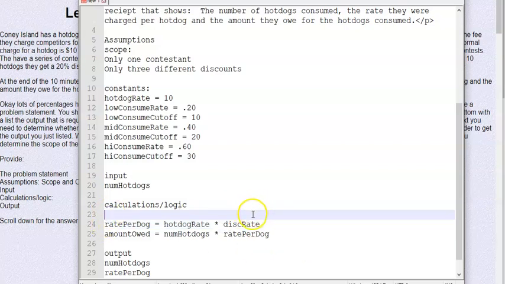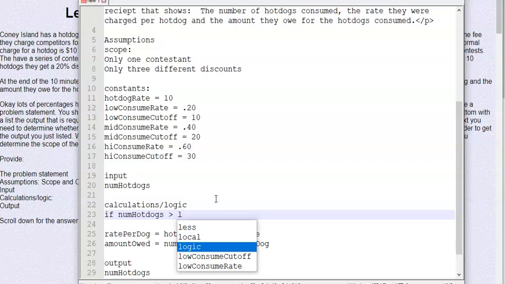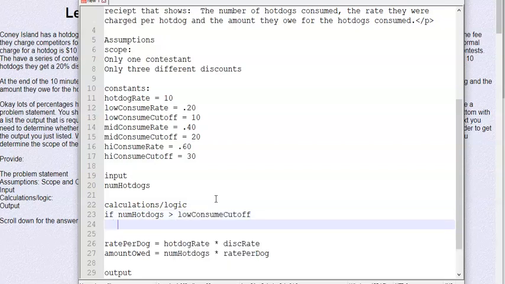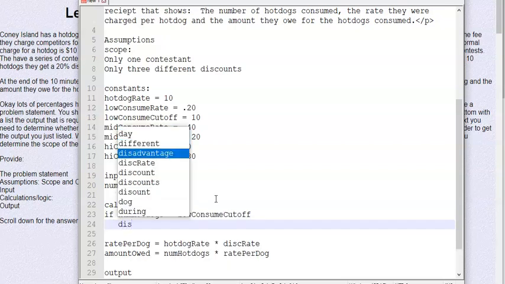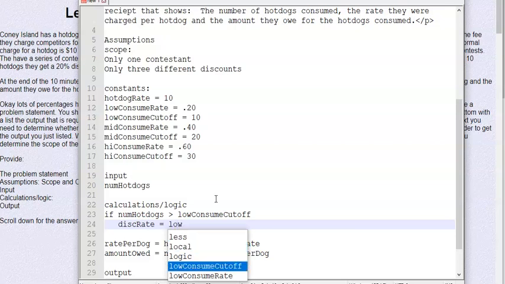So let's go ahead and take a look at it. The disc rate is going to be either 20, 40, or 60. So I have to determine which I should do first. So if I say if num hot dogs is greater than the low cutoff, then the discount rate is going to be equal to the low discount rate.